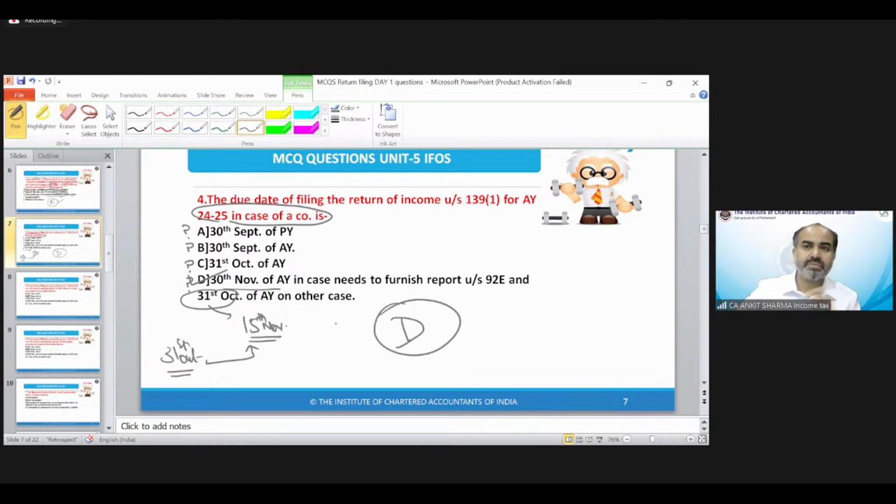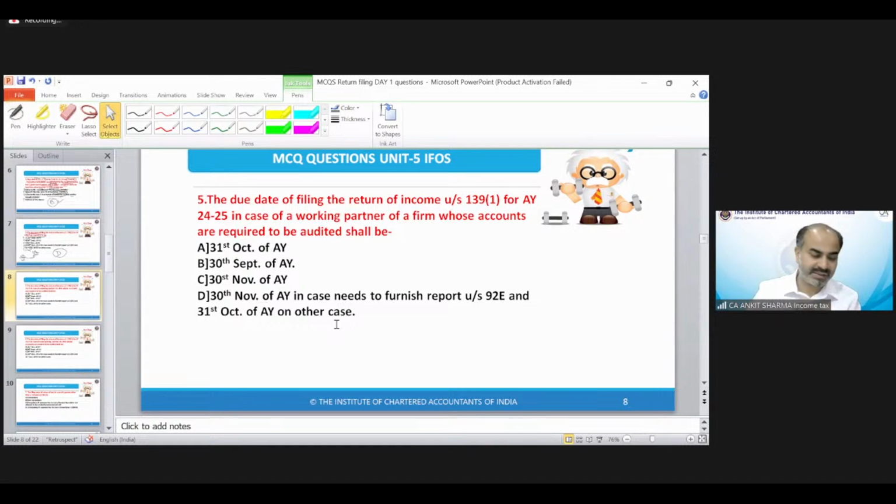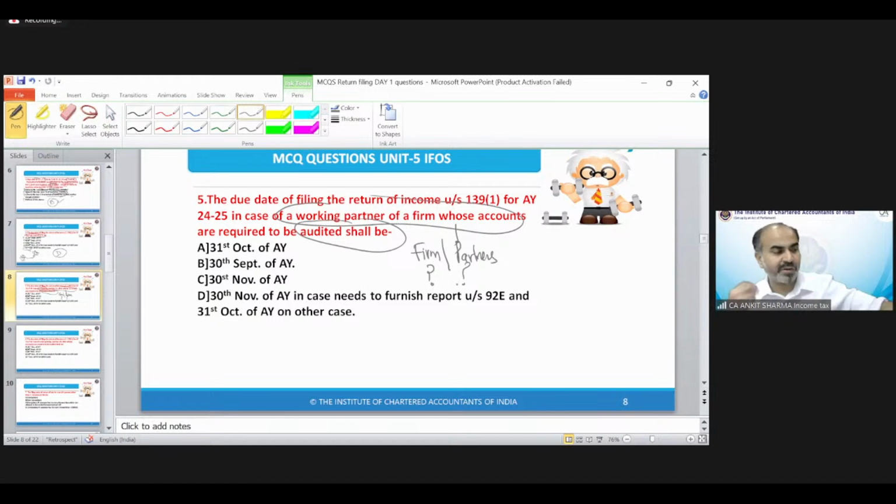Okay. Next. The due date of filing of return of income under section 139(1) for assessment year 24-25 in case of a working partner of a firm whose accounts are required to be audited shall be. So what is the meaning of whose? Is it talking about the firm, or is it talking about the partners' accounts to be audited? You have to understand the meaning of whose.